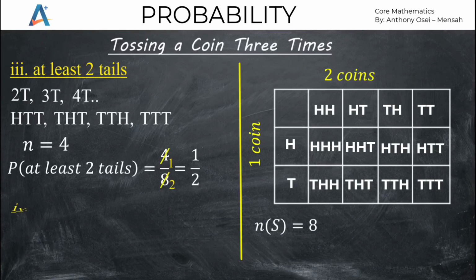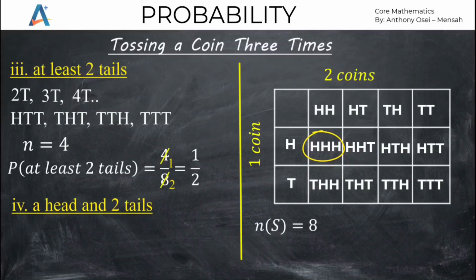The IV says a head and two tails. So a head and two tails. Now let's see from the outcomes which one has a head and two tails. This one has three heads, wrong. A head and two tails, wrong. This one has two heads and a tail, two heads and a tail. So a head and two tails.